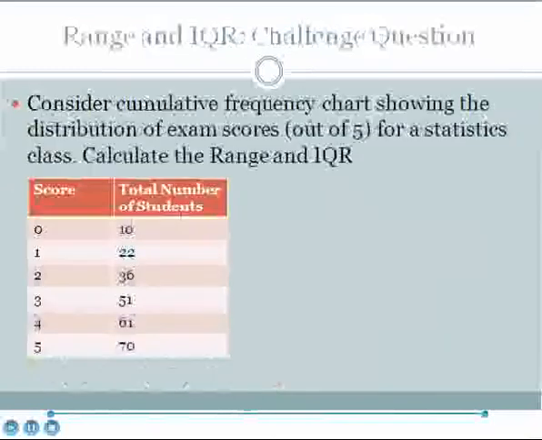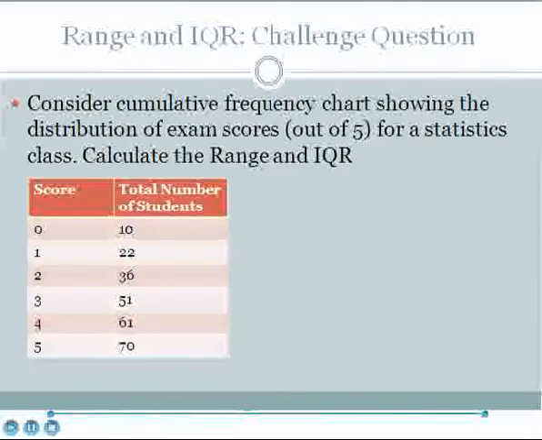Consider the following range and IQR challenge question. Below is a cumulative frequency chart showing the distribution of exam scores out of a possible score of 5 for a statistics class. Calculate the range and IQR from this data.